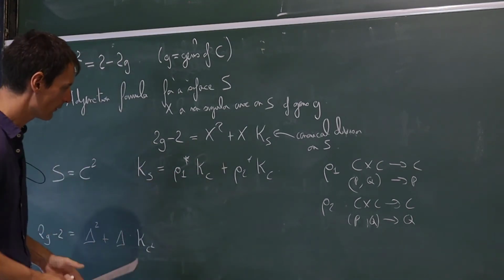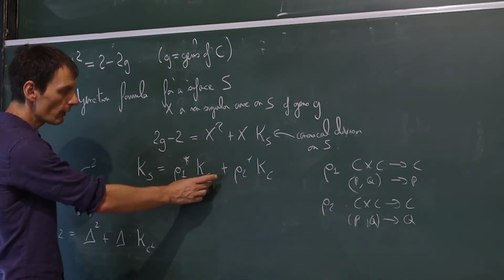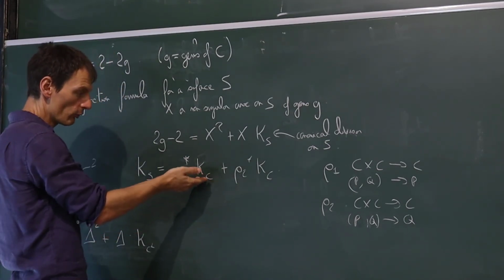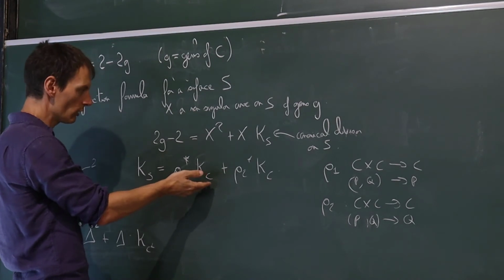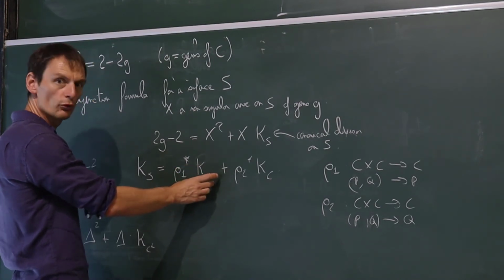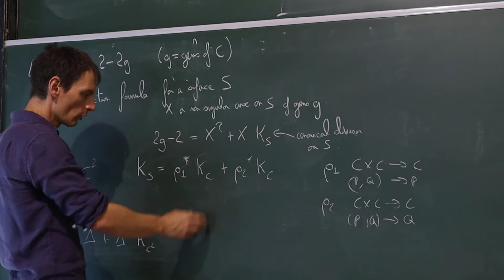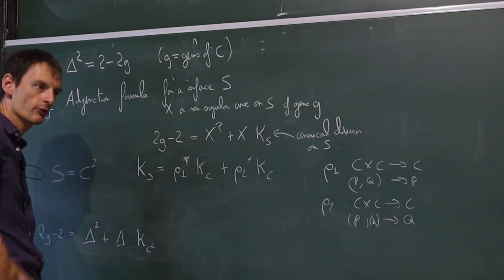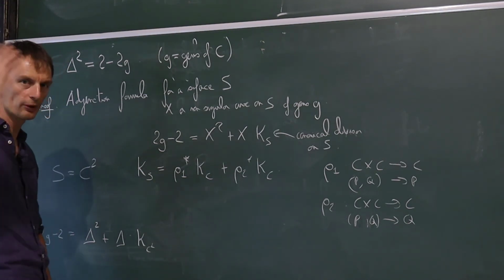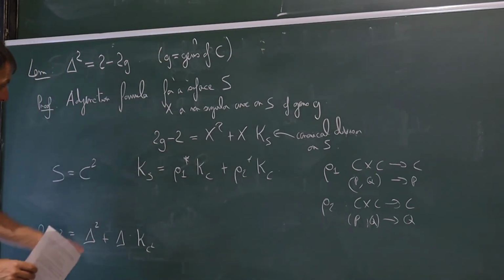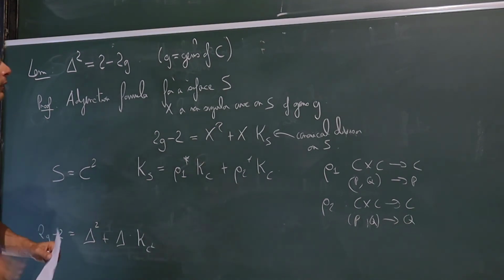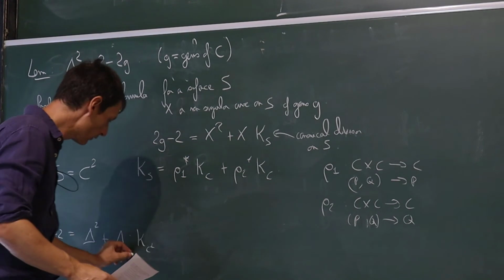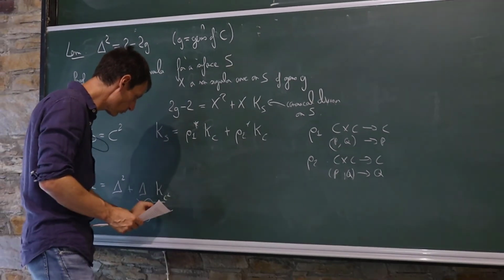But K of C is a divisor on the curve. So it's just a sum of, we know the degree of K of C is 2g minus 2, so it's the sum of 2g minus 2 points. So when I do P1 star, I'm going to lift 2g minus 2 copies of C. And if I intersect the diagonal with 2g minus 2 copies, this is exactly just 2g minus 2.